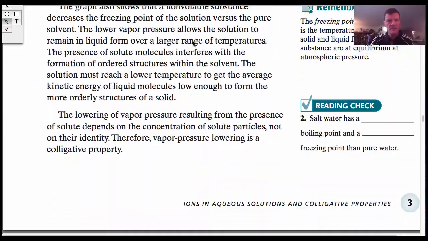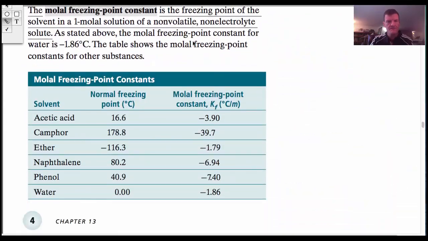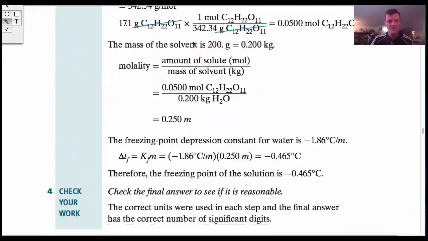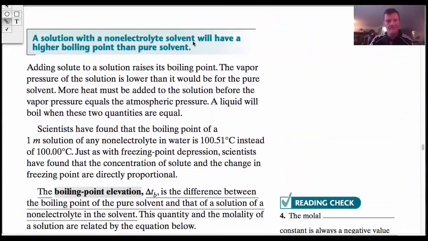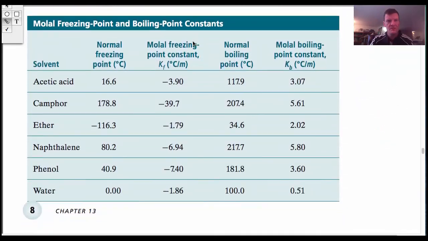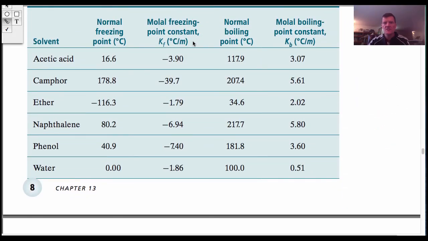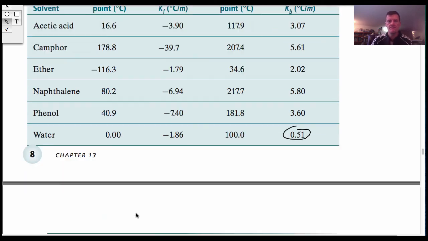Sorry, let's look at it here. Here we go, freezing and boiling. There it is. Alright, so it is 0.51. 0.51 right there. Okay? 0.51.